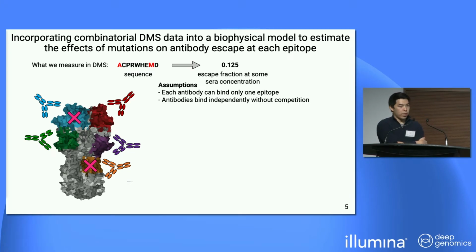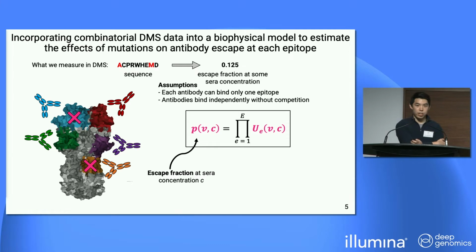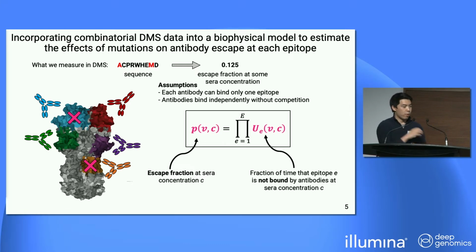Also, antibodies bind independently without competition here. This is just to keep it simple, so blue antibodies can't compete with red antibodies to bind their respective epitopes. With these assumptions, we can define the first part of our model. On the left-hand side, I have the escape fraction that is measured in DMS at some sera concentration. On the right-hand side, we're going to model this escape fraction as a product over this variable I'm going to call U sub e.